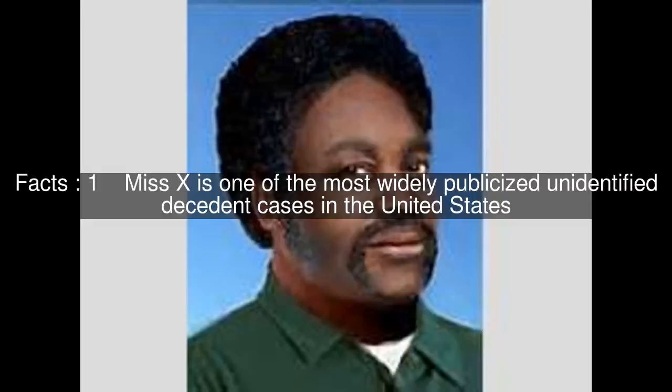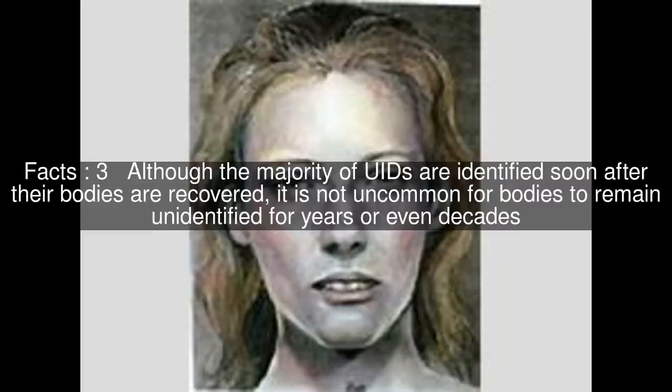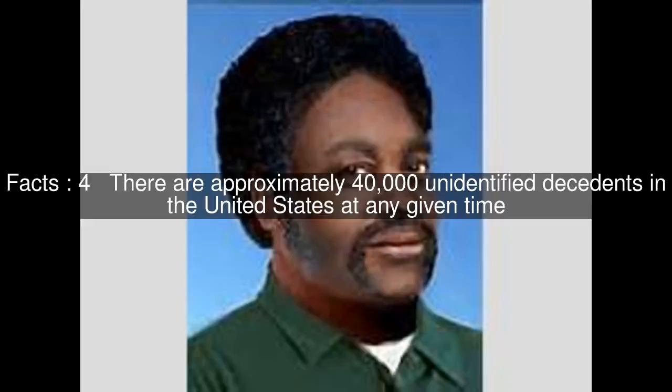Miss X is one of the most widely publicized unidentified decedent cases in the United States. An unidentified decedent, or UID, is a deceased person whose legal identity is unable to be determined by law enforcement. Although the majority of UIDs are identified soon after their bodies are recovered, it is not uncommon for bodies to remain unidentified for years or even decades.